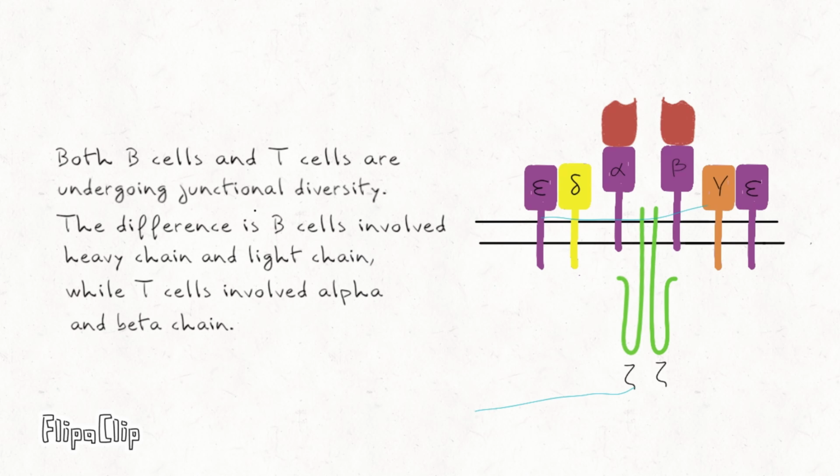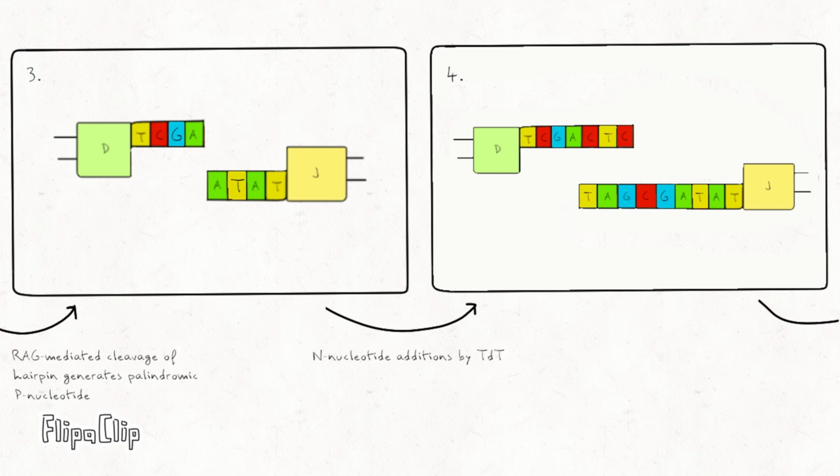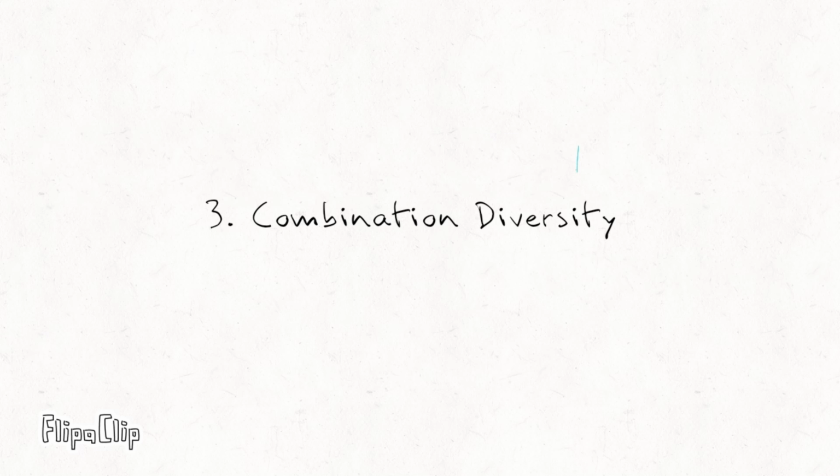Junctional diversity. Both B cells and T cells undergo junctional diversity and combination diversity. The difference is that B cells involve heavy chain and light chain, while T cells involve alpha and beta chain. The RAG complex binds to and cleaves recombination signal sequences to yield a DNA hairpin. Then, RAG-mediated cleavage of the hairpin generates palindromic P nucleotides. N-nucleotide additions are made by terminal deoxynucleotidyl transferase. The complementary pairing occurs, unpaired nucleotides are removed by an exonuclease, and the gaps are filled by DNA synthesis and ligation to form a coding joint. Another is combination diversity.